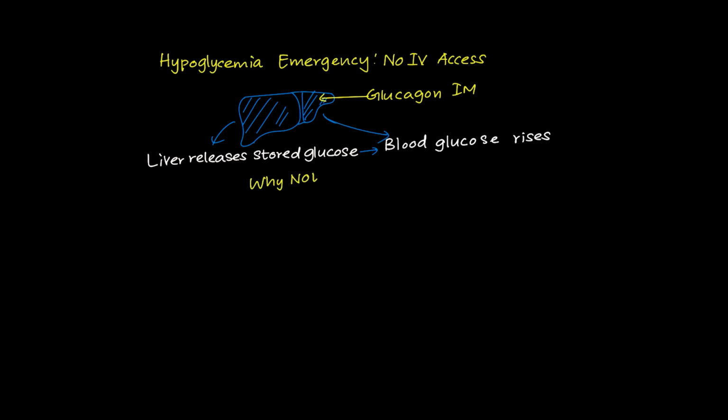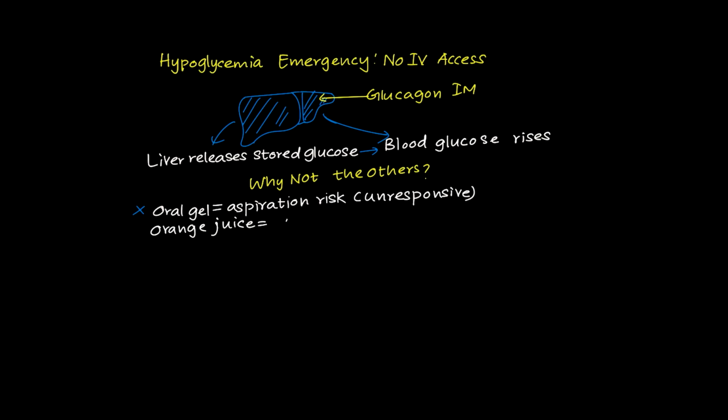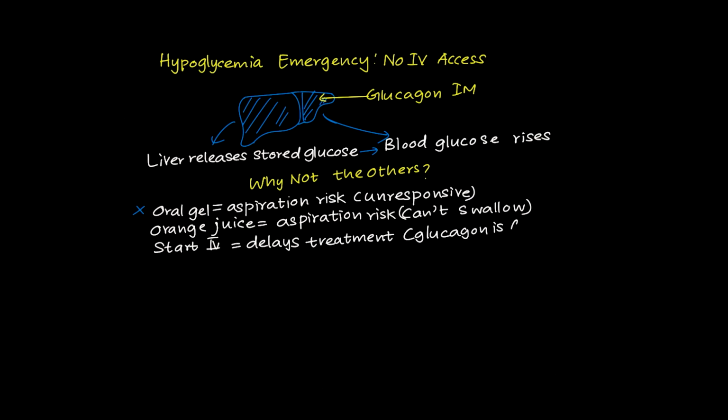Putting oral glucose gel in an unresponsive client's mouth is an aspiration risk. They can't swallow, they can't protect their airway. Same problem with orange juice through a straw. Pouring liquid into the mouth of someone who's unconscious is dangerous. Trying to start an IV line delays treatment. Every second matters with severe hypoglycemia, and glucagon IM works fast. You can work on IV access after the glucagon is on board.